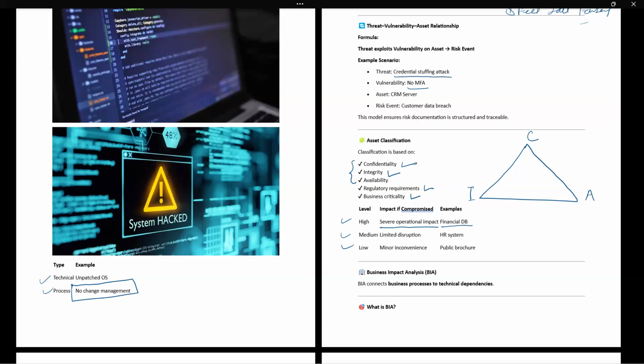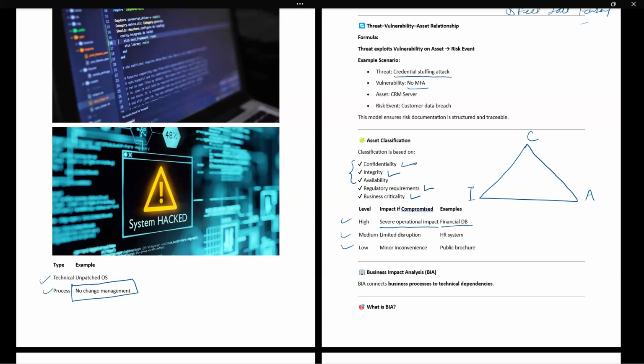Then the low, like public brochures. You have some flyers, you have some information publicly hosted on a website, which is available publicly. You are not maintaining any confidentiality. If that goes down also, it's okay because people might already be having a copy of that information. So that's called low. So this is how we maintain the classifications. There are levels like low, medium, and high.